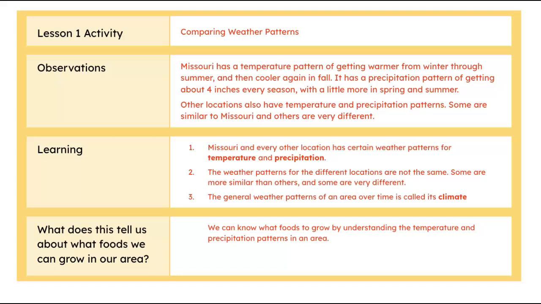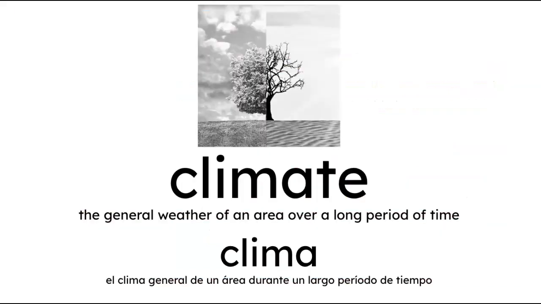During the discussion, you will fill out the Lesson 1 summary chart to keep track of the class's ideas. You'll fill in the first 2 rows of the summary chart during the Explain and complete the chart during the Elaborate. From the discussion, students should understand that they can know what foods to grow by understanding the temperatures and precipitation patterns in an area. This is a good opportunity to post the climate vocabulary card.